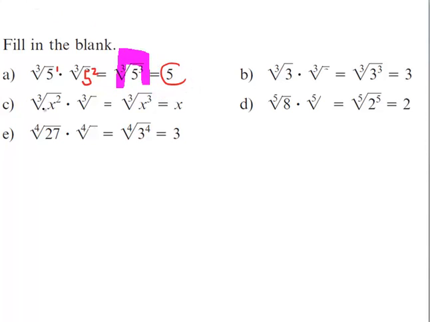Same thing here. I'm starting with an index of 3, x squared. What do I have to do to x squared to get to x to the 3rd? Well, I have to multiply it by x to the 1, or just x, because 2 plus 1 makes 3. And once I have 3, I can do this, and I have just x.